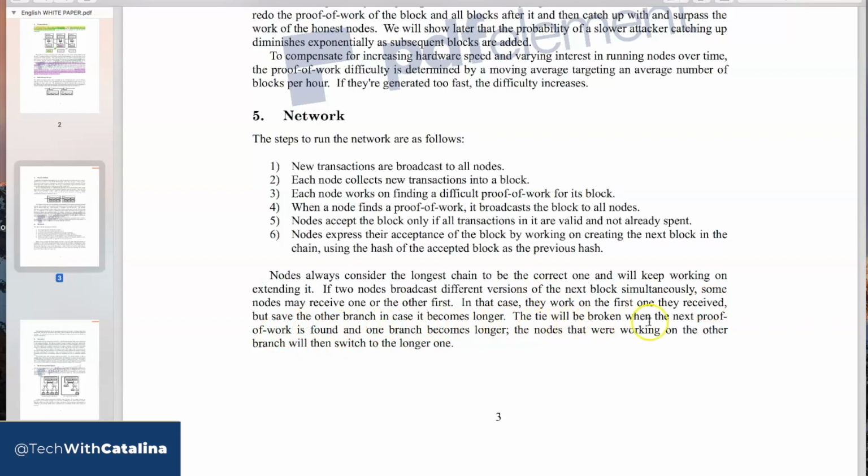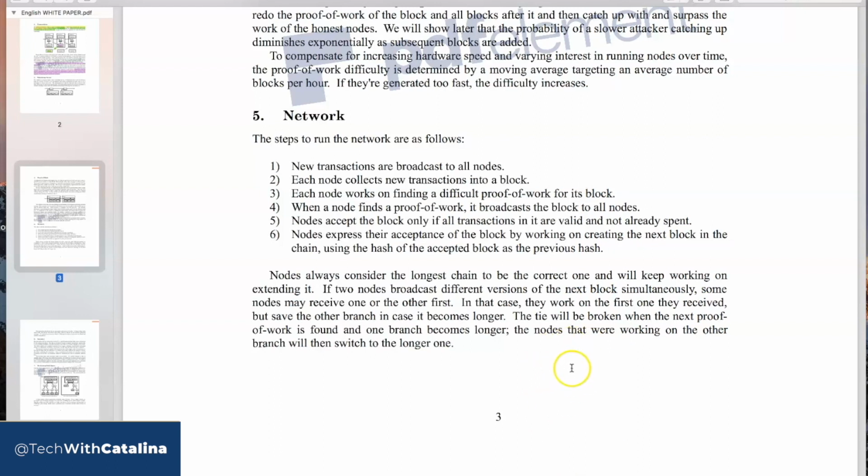The tie will be broken when the next proof of work is found and one branch becomes longer. The nodes that were working on the other branch will then switch to the longer one. So let's say that the chain in Argentina finds the next block faster, okay? That information is going to be propagated in the system, and the nodes in Germany are going to realize that the chain that they were identifying as the true version of the system was not actually the valid one, okay?